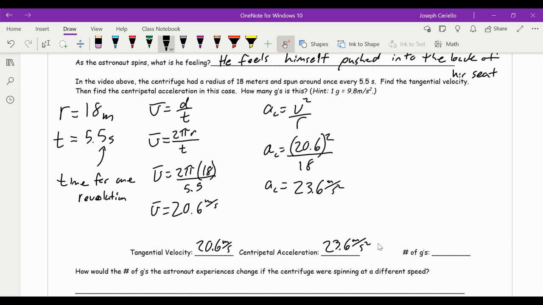Now, how many G's is that? This is a term you may have heard, like G-force, how many G's an astronaut experiences as they're taking off. Basically, how many times the force of gravity are they experiencing because of their acceleration? That's why these centrifuges are used, as you saw in the video, in order to replicate that to the best of their ability. So how do you find out how many G's that is? You just divide this number, 23.6 meters per second squared, by 9.81 meters per second squared. That's 1 G. So 23.6 divided by 9.81, we get 2.4. So it's 2.4 G's.